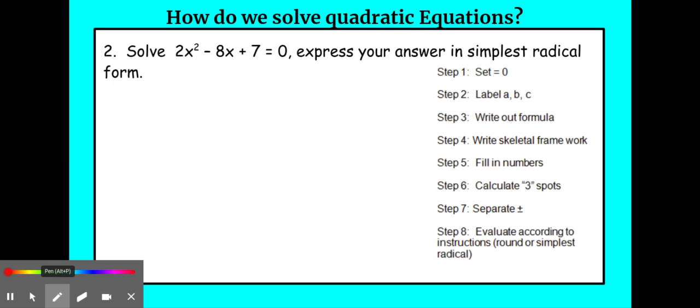Right, so now we're going to take our step up to number 2. Again, I'm not writing the quadratic formula out. I will do the skeleton method. But again, make sure the first step is make sure it's equal to 0, which this is.